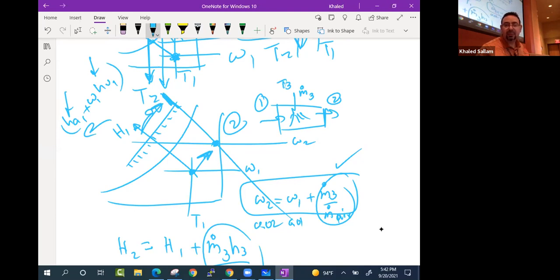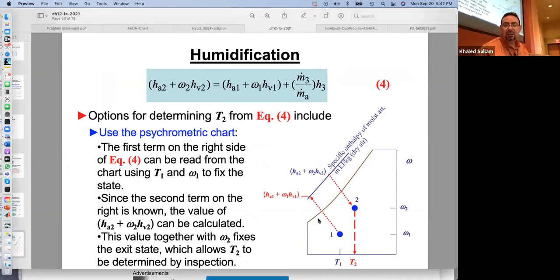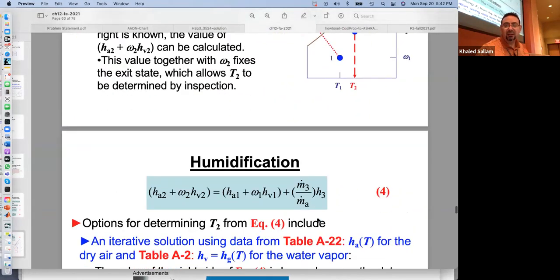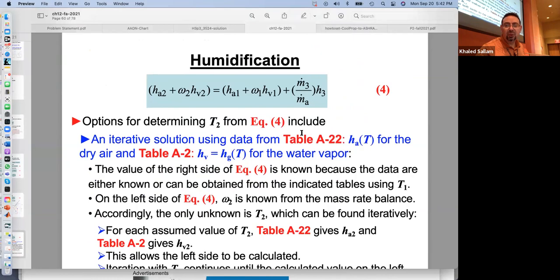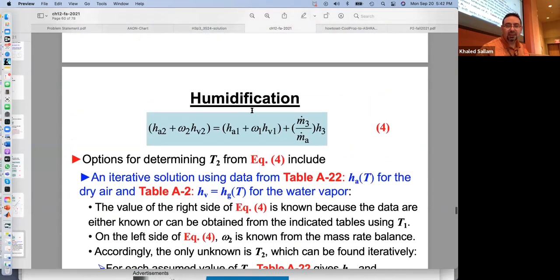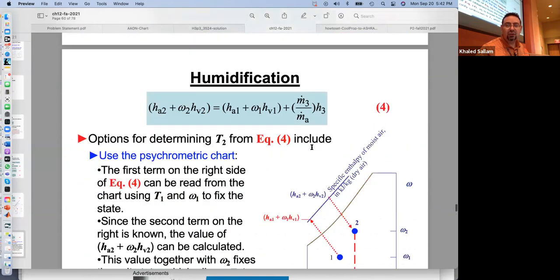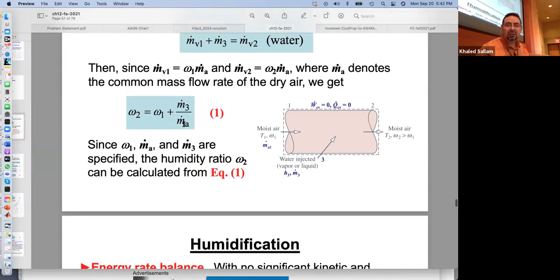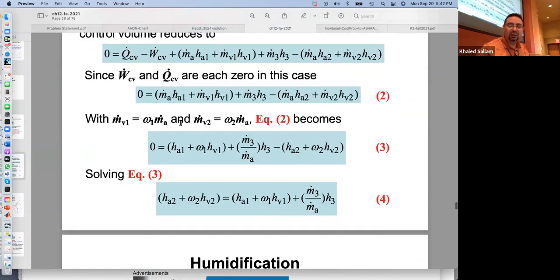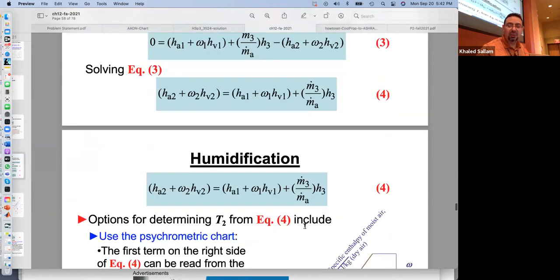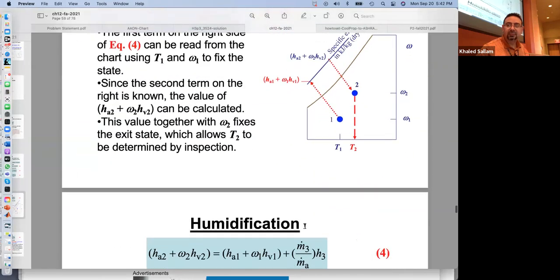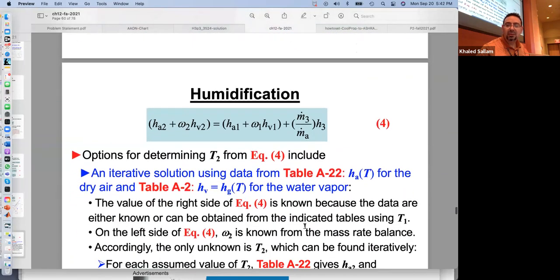So dehumidification is done easily, basically, right? By those two equations: this one for the energy and this one for the mass flow rate. And it's always per unit m dot air because you normalize things with m dot dry air. Good.